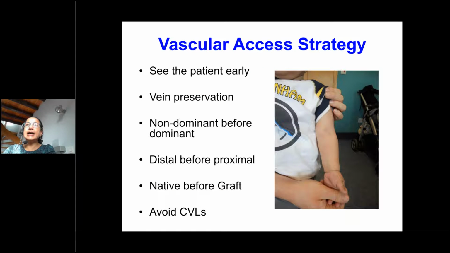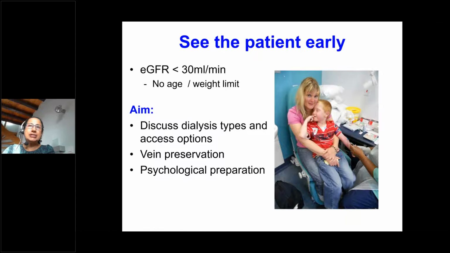Now, our vascular access strategy was to see the patient early, to stress the importance of vein preservation, to use the non-dominant before the dominant arm, to go distal before proximal, and native before graft, so before AVG, and to try and avoid central venous lines where possible. By seeing the patient early, we recommend that they're seen when their GFR is dropping just below 30, with no age and no weight limit for this.